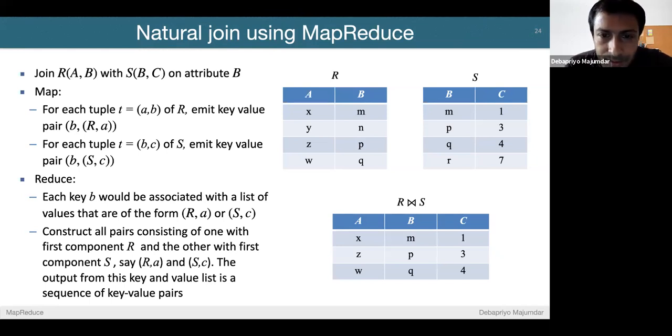Again, the key point here is how to choose the key. And because we are joining on attribute B, that should be the key. If we are joining on multiple attributes, then the combination of those will have to be the key. Okay, is this clear?